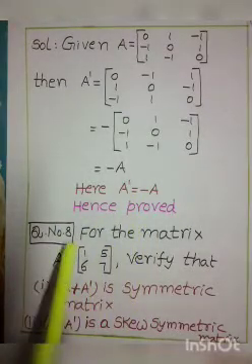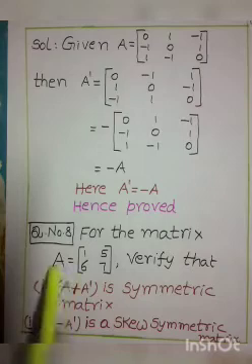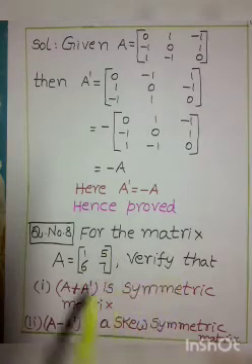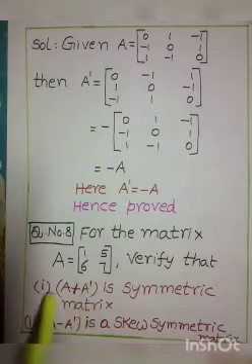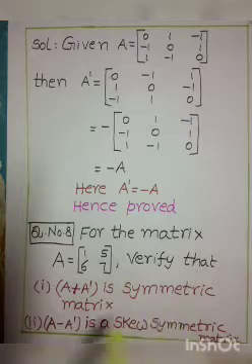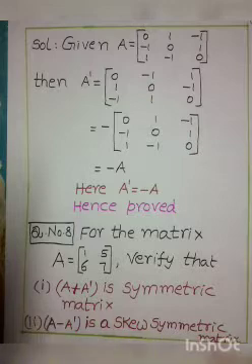Now come to question number 8. For the matrix A is equal to 1, 5, 6, 7, verify that the first part, A plus A dash, is a symmetric matrix, and the second part, A minus A dash, is a skew symmetric matrix. Understood the question, my dear children?